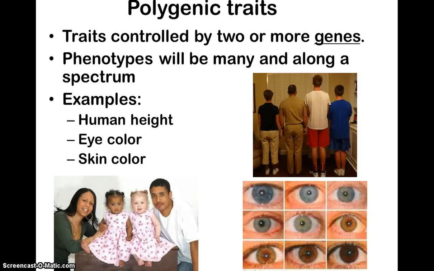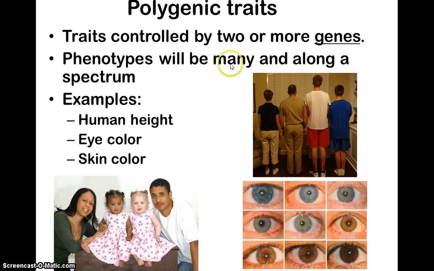Okay, and then our very last example here are polygenic traits. And these are going to be traits that are controlled by 2 or more genes. So again, just multiple genes control these. And how you'll be able to identify these, first of all, we're not going to be able to do a Punnett square on them, so I won't ask you to do one. But you're going to have a lot of phenotypes, and a lot of times they're kind of along a gradual spectrum.